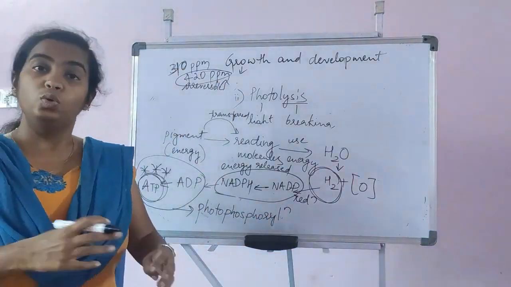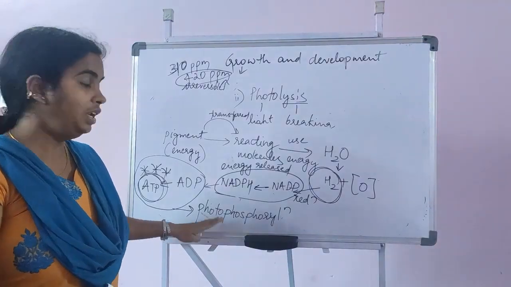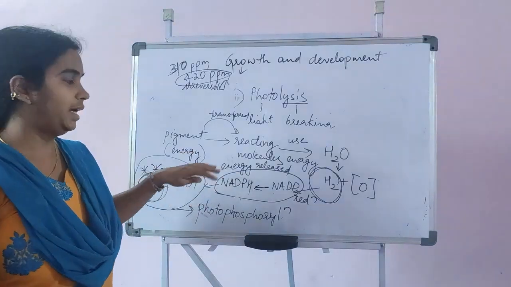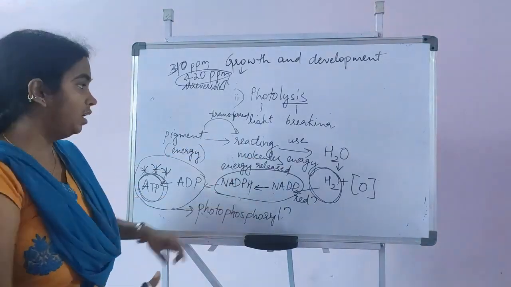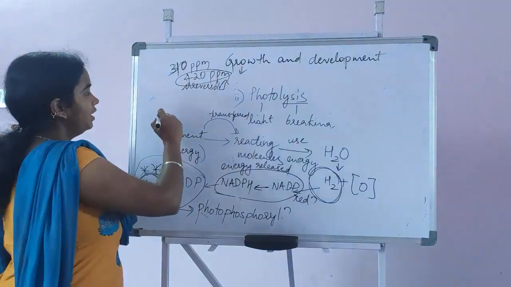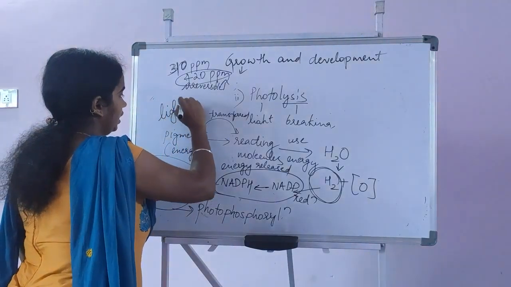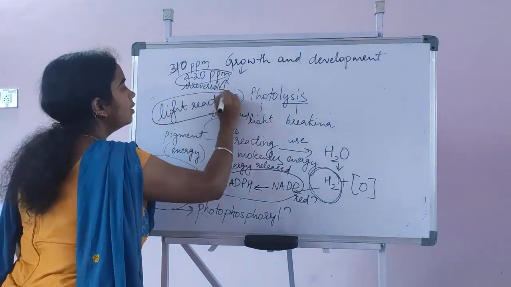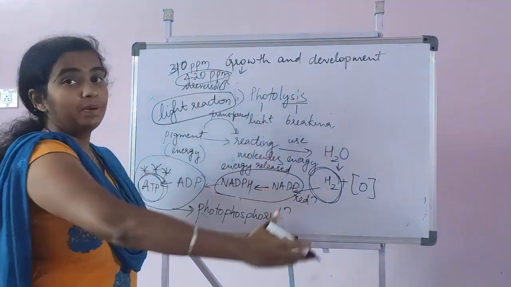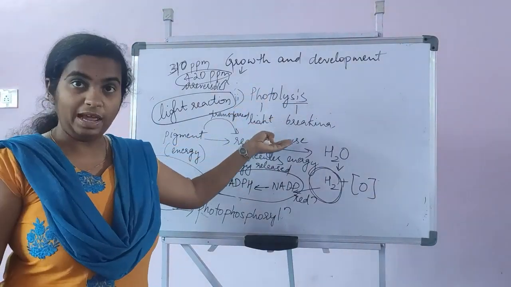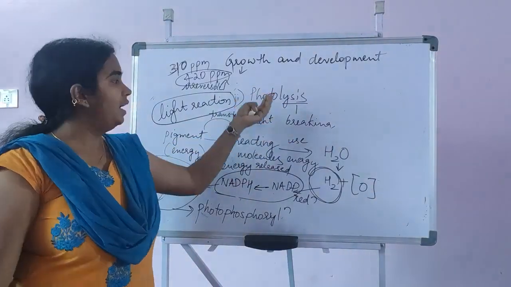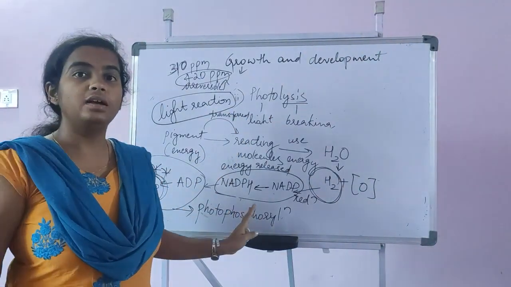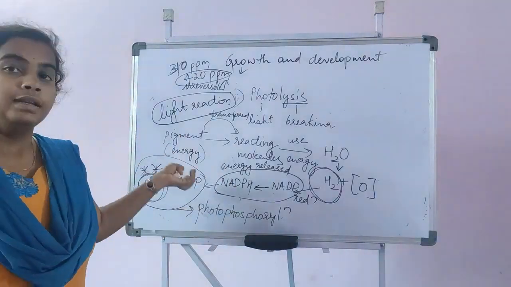Again, there are two processes in photophosphorylation, cyclic and non-cyclic. We will discuss that cyclic and non-cyclic now. This process we call the light reaction. Since it takes place in the presence of light, we call it the light reaction, and there photolysis occurs. So till the production of ATP, we designate it under the light reaction.